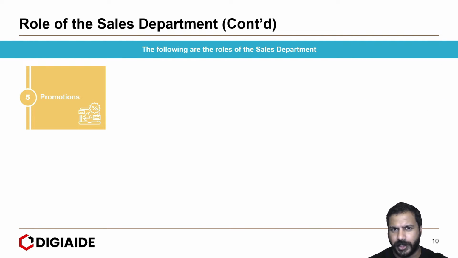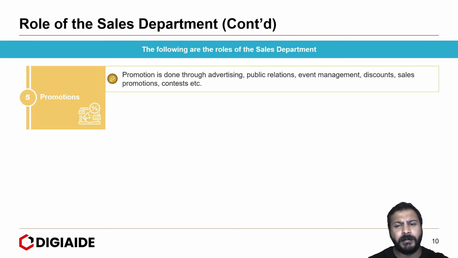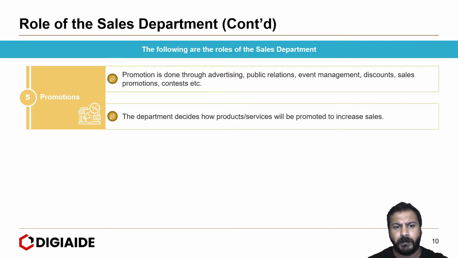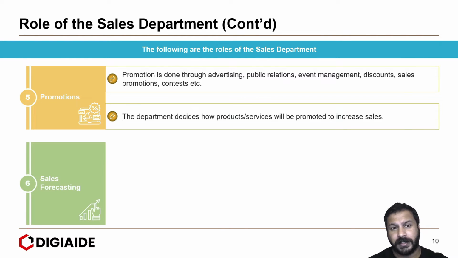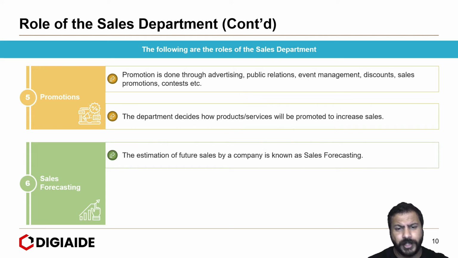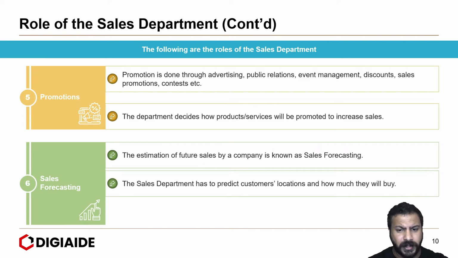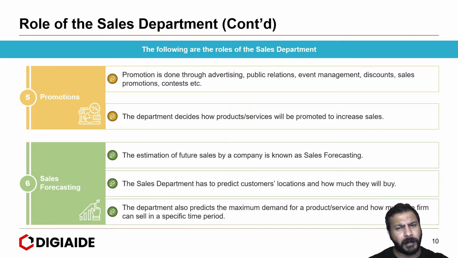Number 5. Promotions. Promotion is done through advertising, PR, event management, discount, sales promotion, contest, etc. The department decides how product services will be promoted to increase sales on the ground. Number 6. Sales forecasting. The estimation of future sales by a company is known as sales forecasting. The sales department has to predict customers' locations and how much they will buy.